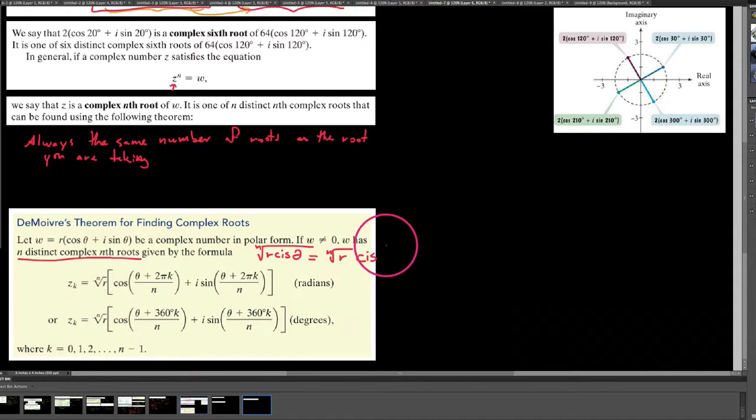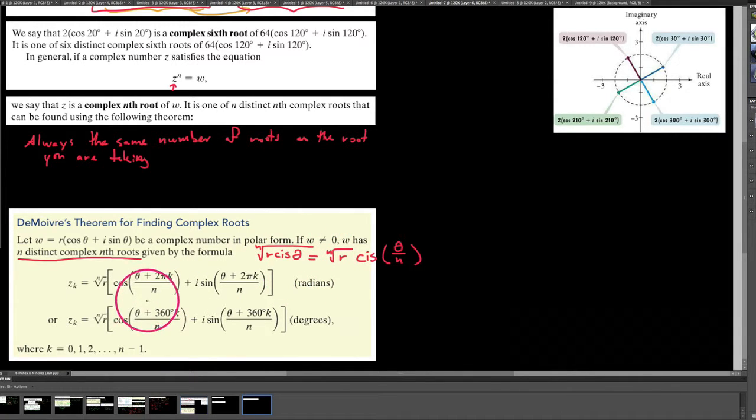And then with respect to what we do with our argument, in general, last time we took n times theta. In this case, we're going to take our argument and divide by n. This is particularly the opposite case of De Moivre's theorem. It really is an extension of De Moivre's theorem.